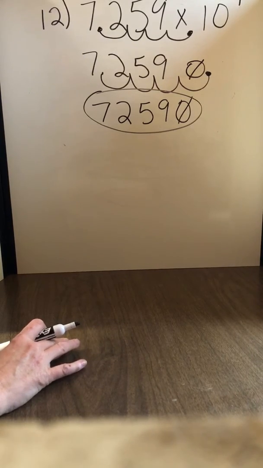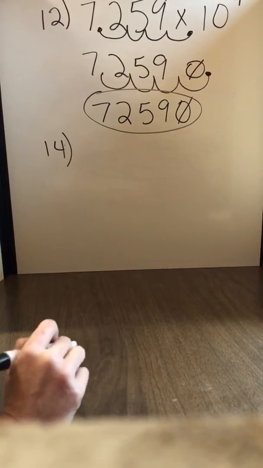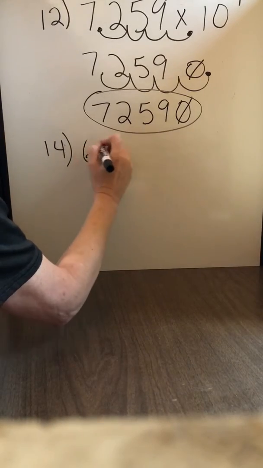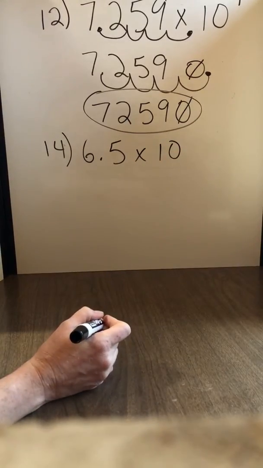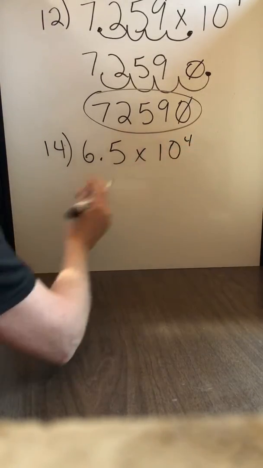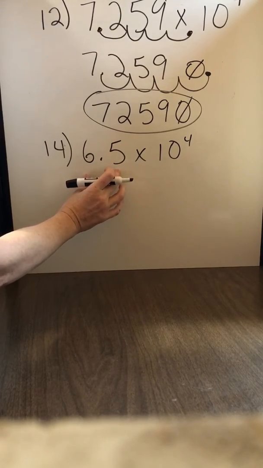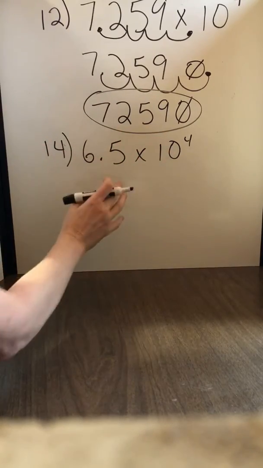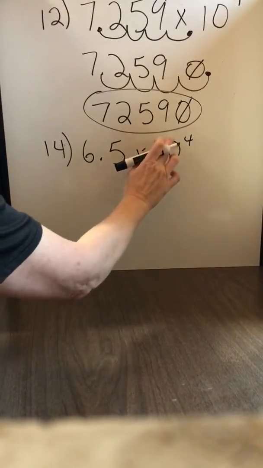So let's look at number 14. Because the second worksheet is going to have some big numbers. So you're going to be adding some zeros in. So I want to make sure you understand that. This one is 6.5 times 10 to the 4th power, okay? Again, this is already in scientific notation. 6.5 is between 1 and 10. It's kind of like $6.50. You know, that's between $1 and $10. And I'm multiplying that by a power of 10, and the power is raised to the 4th power here.